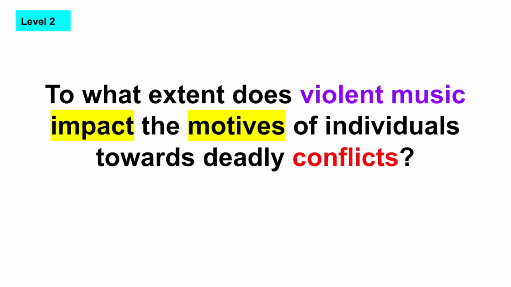And so they have the three components. You have the topic, which is violent music. You have the conflict word, and this time they use the word conflict. And then they not only have one, but they have two gate icons. They have impact and motives as their gate icons. So that's what their research was about.